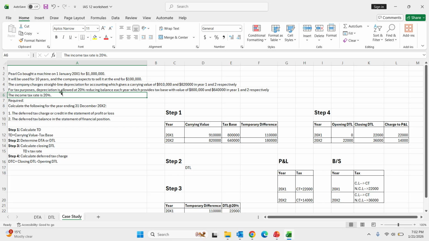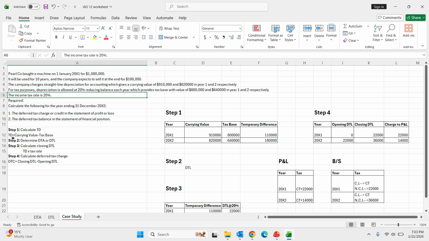Whereas for tax purposes, depreciation is allowed at 20%, accelerated. And these are the corresponding tax-based values, or you can say carrying values according to tax. The income tax rate applied is 20%. Calculate the following for the year ending 31 December 20x2: the deferred tax charge or credit in the statement of profit or loss, and the deferred tax balance in the statement of financial position.